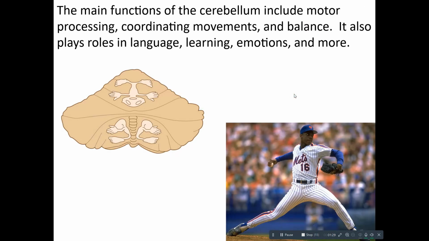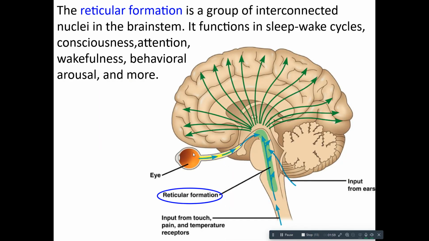Now, the big functions of the cerebellum include motor processing, coordinating movement, balancing. It does play roles in languages, learning, emotions, and more. Check out how you have a trio of homunculi in the cerebellum as well. Because just like we had maps of our body in our pre and post central gyri, we also need maps to the body in the cerebellum. Now, that's pretty much it for the cerebellum. Wow, that was really, really fast.